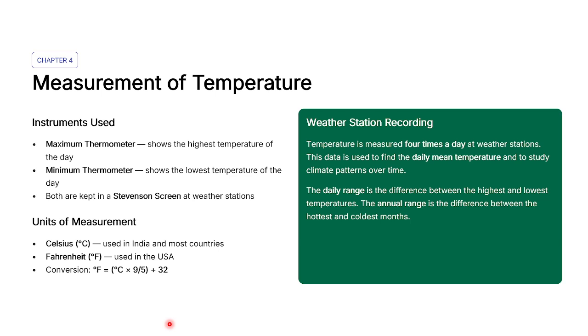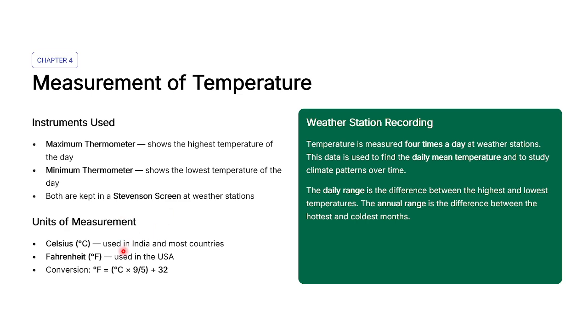Then measurement of temperature. How does the measurement of temperature take place, and what instruments are used? One is the maximum thermometer and the other is the minimum thermometer, kept in the Stevenson screen. The maximum thermometer shows the highest temperature of the day. The minimum thermometer shows the lowest temperature of the day. Both are kept in the Stevenson screen at weather stations. So you should remember this.